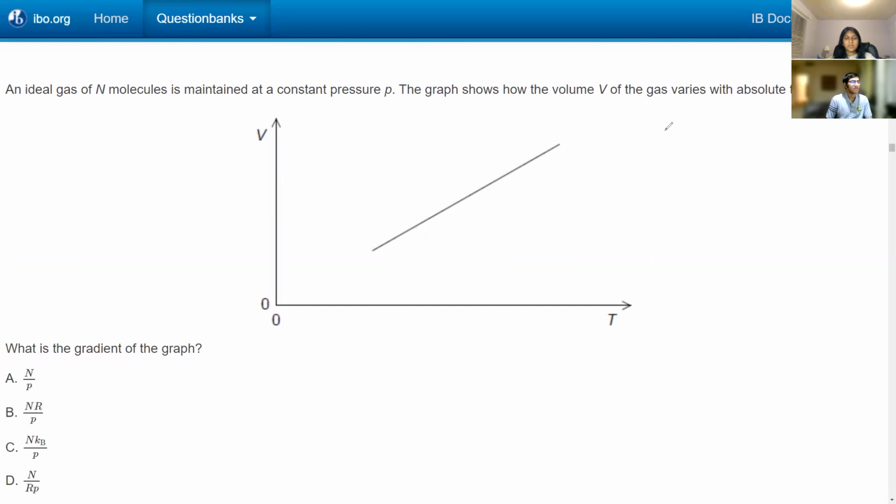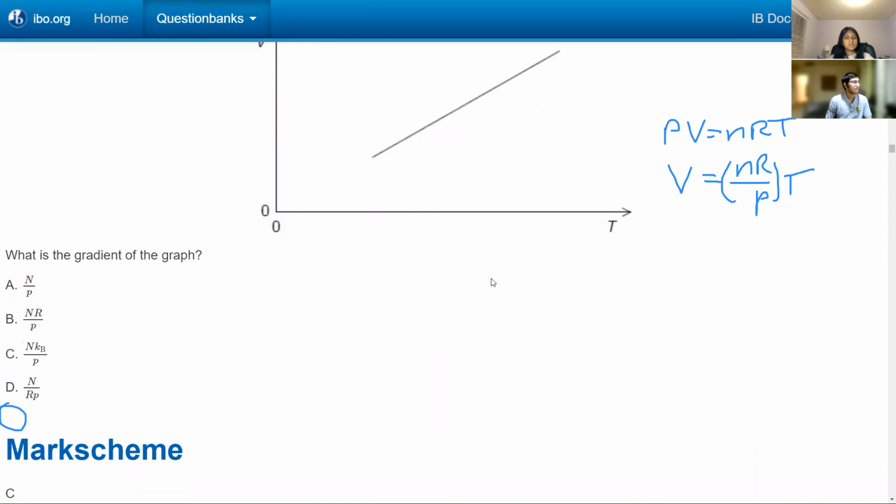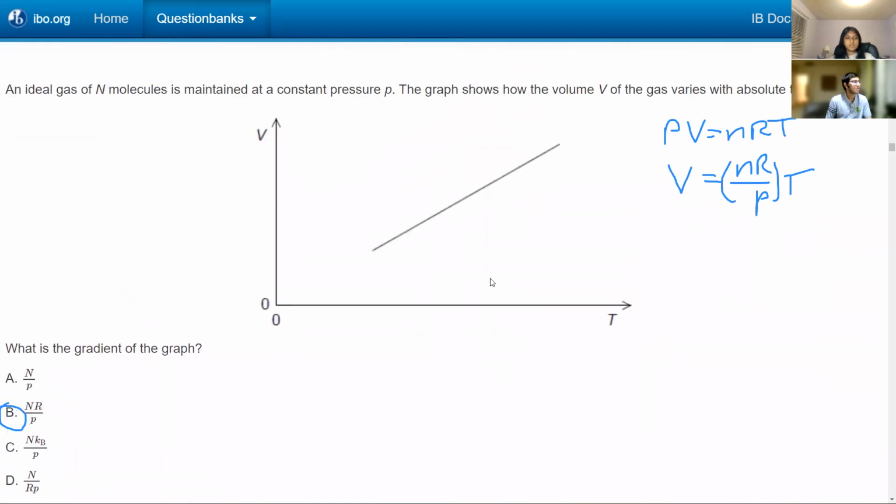Oh, if PV equals nRT, and we have a linear graph, this is what linearization is. So that means volume is nR over P times T. So our slope is nR over P. Interesting. Wait, it's C. Hold on. Why is it C? Oh, yeah, because it's capital N, so it would be NK. Oh, got it. Yeah, whoops.